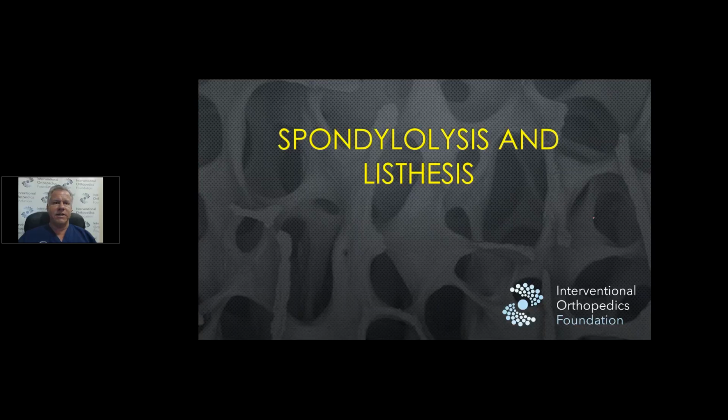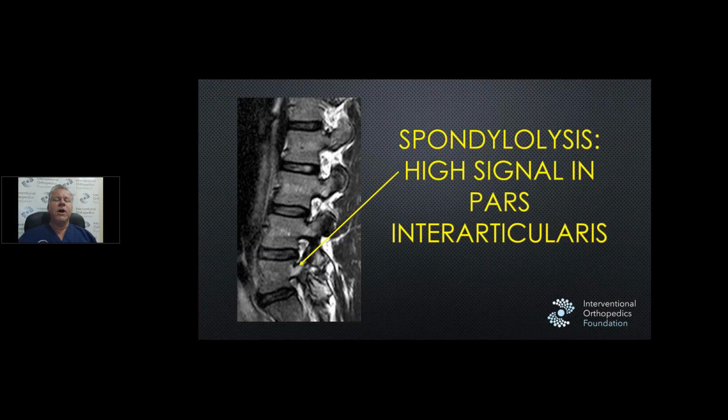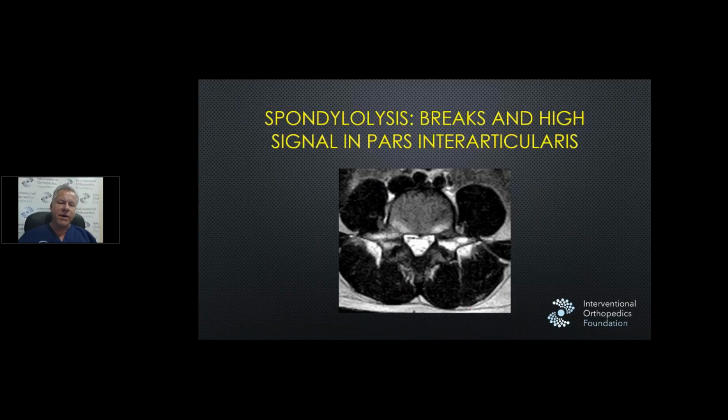Spondylolysis and listhesis. So this is a simple issue of high signal in the pars interarticularis. Again, we see the pars here. We can see this high signal. Certainly when you compare it to this one, there's a big difference. High signal within the pars interarticularis. And on this axial image, you can actually see breaks within the pars, here and here. These are the facets back in this region, but those are breaks within the pars.